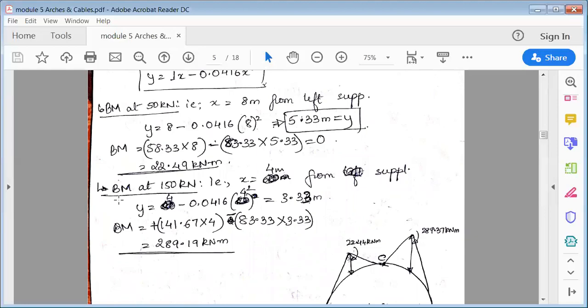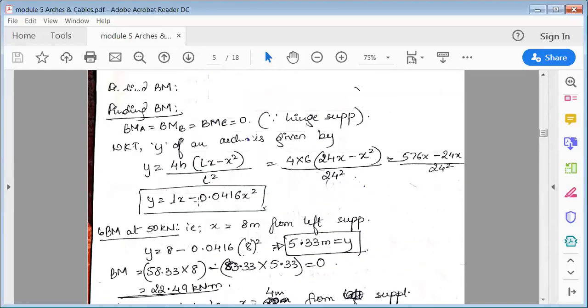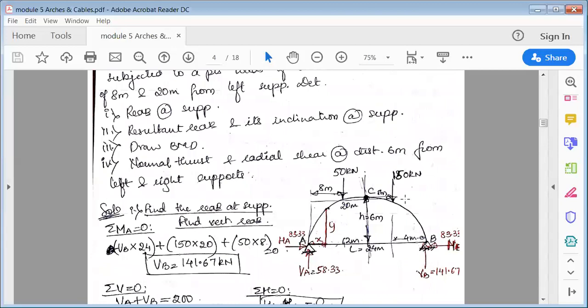Next, similarly, calculate the bending moment at 150 kilonewton. Now see here, the bending moment at 150 kilonewton. You can look to the left side or to the right side. If you look to the left side, there are many forces coming across this point. So to make things simple, with respect to this 150 kilonewton, I'll look at the forces only on the right side. On the right side, anti-clockwise is positive, clockwise is negative.